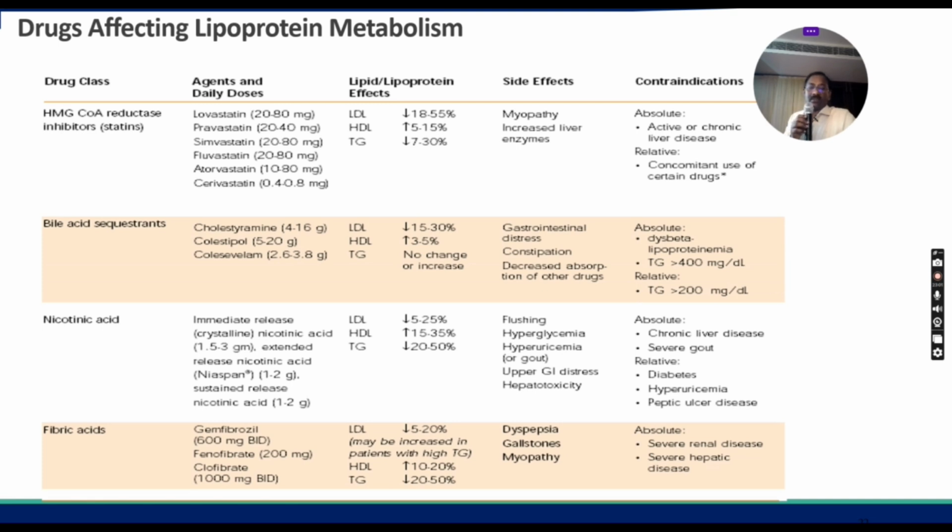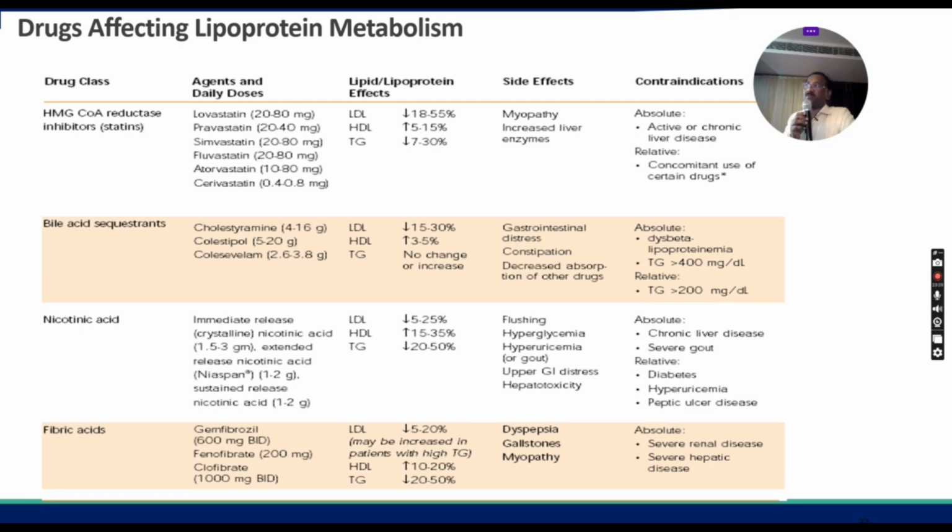This HMG coenzyme A reductase is a very important thing. If you see the physiology of cholesterol metabolism, acetyl coenzyme A will be converted to mevalonate, and mevalonate will be converted to cholesterol. The statins inhibit HMG coenzyme A reductase, which blocks the production of mevalonate, so that cholesterol production will be obstructed. That is the reason the cholesterol values are reduced by using these statins.